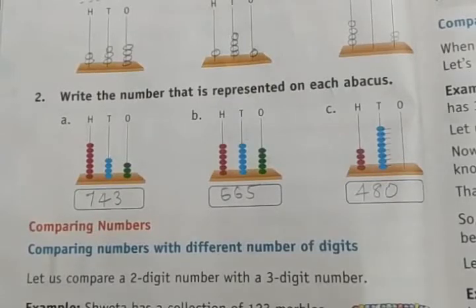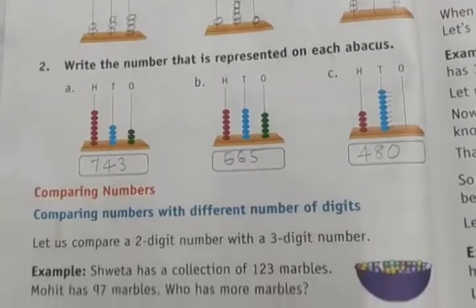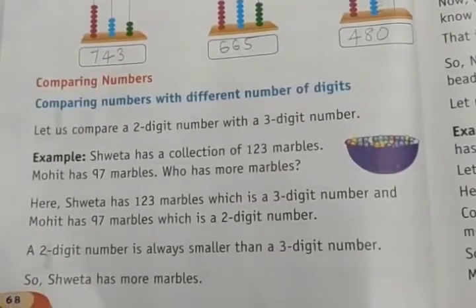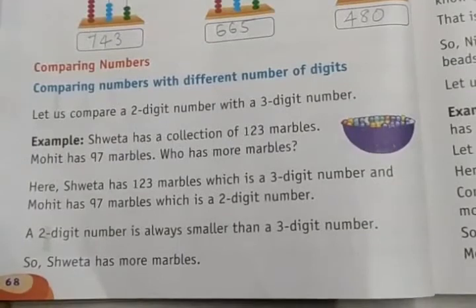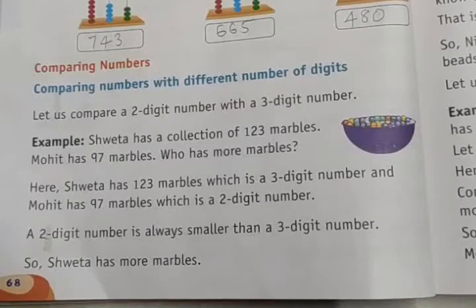No doubt, right? So next is comparing numbers. Hope you understand the above examples. Let's move on to comparing numbers. As you've done with the 2-digit number and 1-digit number, the same thing we have to do with 3-digit numbers. We need to compare numbers. Either it may be 1 digit, or 2 digits, or 3 digits.